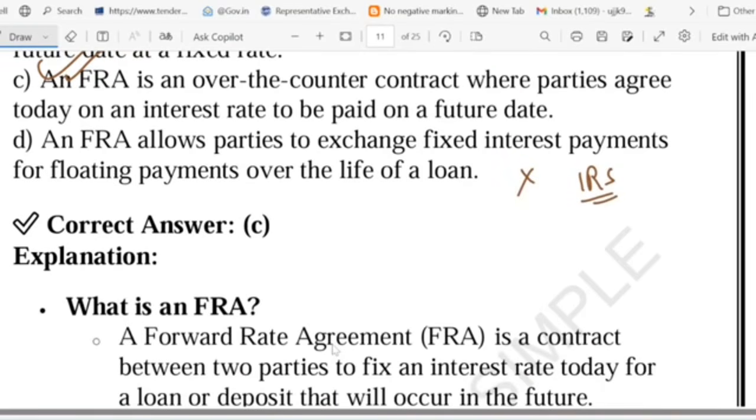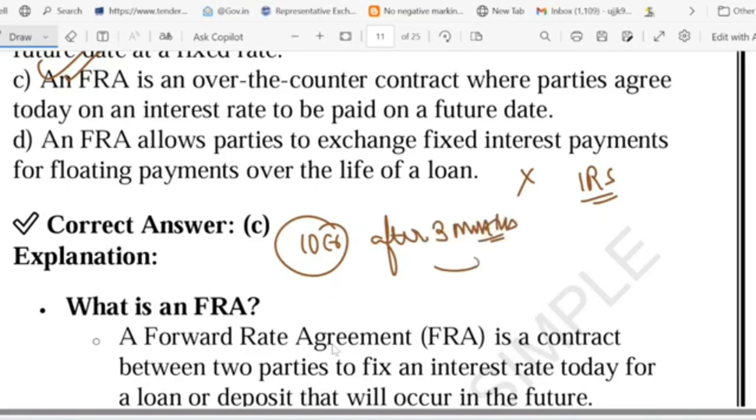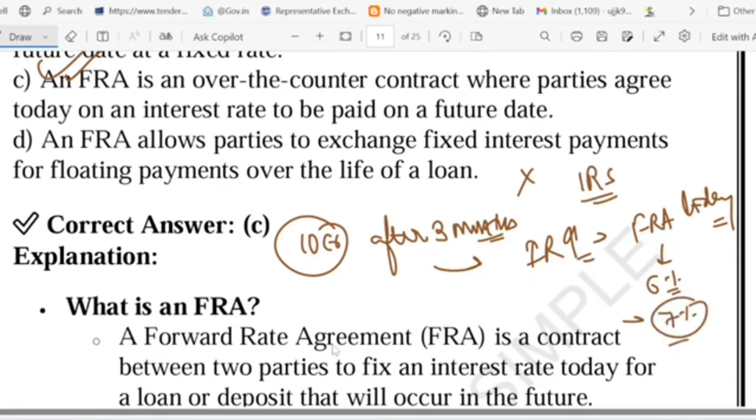Let me give you a real world example. Imagine you are a company that needs to borrow 10 crore rupees after 3 months. You are worried that interest rates might go up by then. So to protect yourself, you enter into an FRA today and fix the rate at 6% for that future borrowing. Now even if the actual market rate becomes 7%, what will happen? The FRA ensures that you effectively pay 6% only, saving your interest cost.